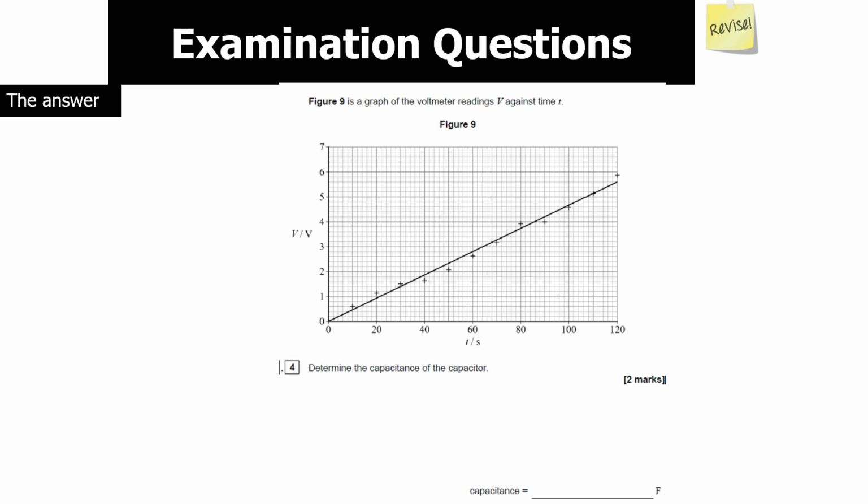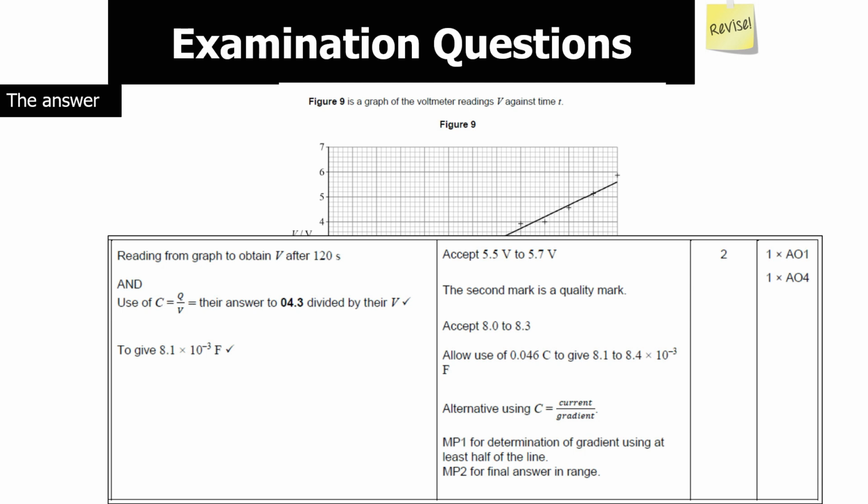Right, so how can you answer this particular question? Well, we know that capacitance is going to be Q over V, so you can't work it out from the gradient of the line, but what you can do is take values from the graph. So take a reading from the graph to obtain the value of V after 120 seconds. You're going to get between like 5.5 and 5.7 volts from how you've read that particular graph. You can then use the equation capacitance equals Q over V, and we'll know what our charge is because we've just worked it out in the previous question, divided by our value for V, and we get 8.1 times 10 to the minus 3 farads.